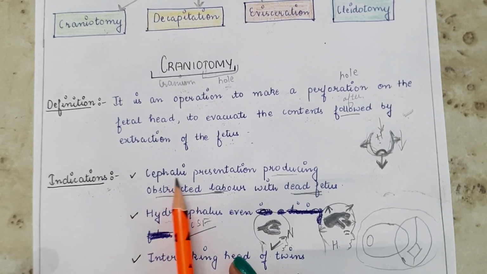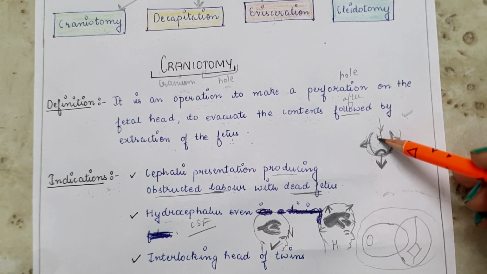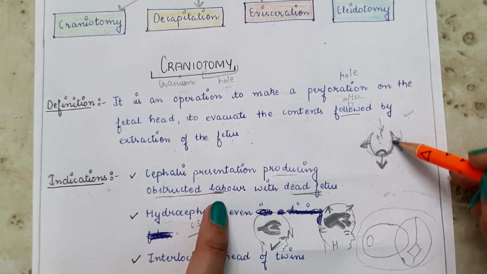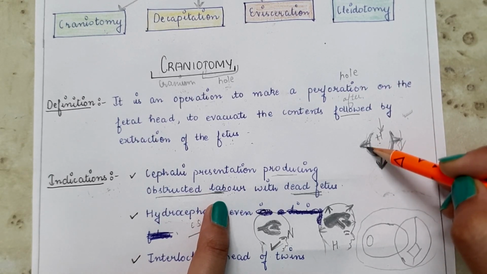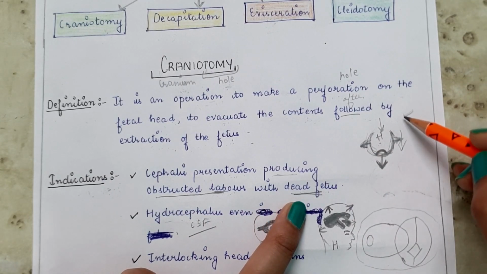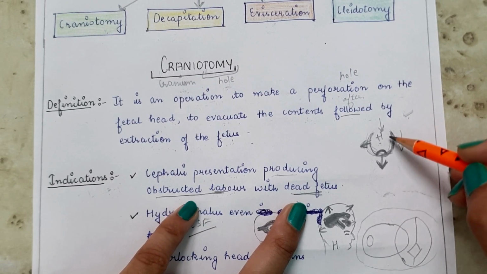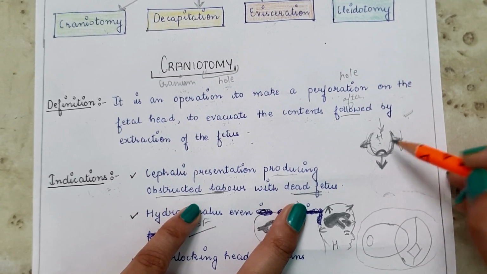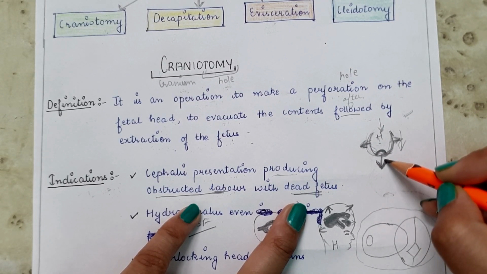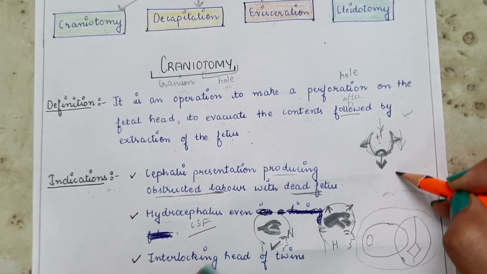First one is cephalic presentation. So when the presenting part of the fetus is the head, plus there is obstructed labor. The labor is obstructed due to the huge size of the fetal head with a dead fetus. So in the case of a dead fetus, when the labor is obstructed and the fetus has cephalic presentation, a hole is made on the fetal head and the brain contents are removed. As a result, the fetal head can easily deliver through the birth canal.